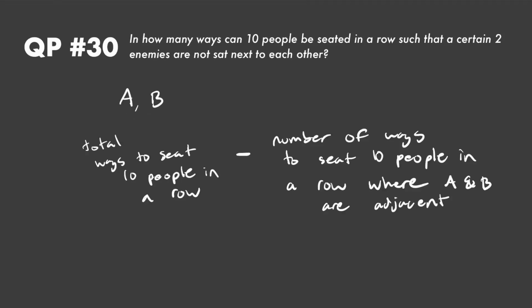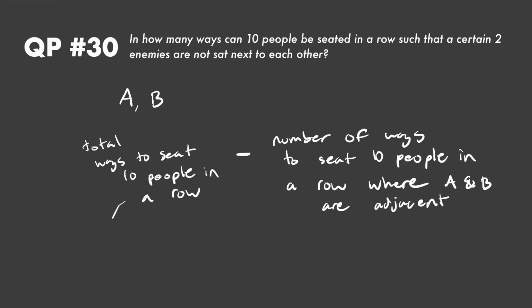So in order to solve this, we're just going to count the total number of ways to seat 10 people in a row, and we're going to subtract off the number of ways to seat 10 people in a row where A and B are also adjacent to each other. And obviously this will just leave us with the number of ways to seat 10 people in a row such that A and B are not adjacent to each other.